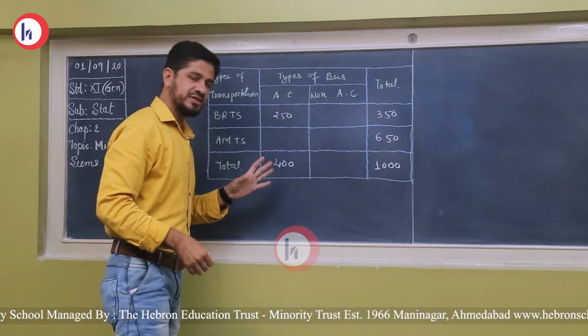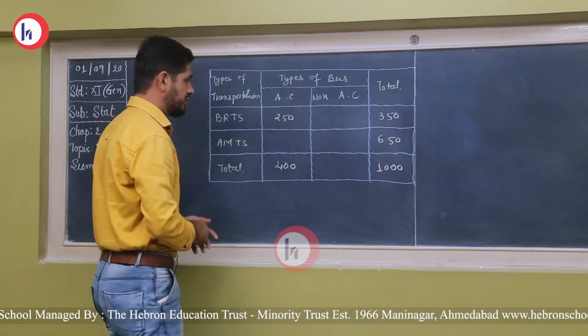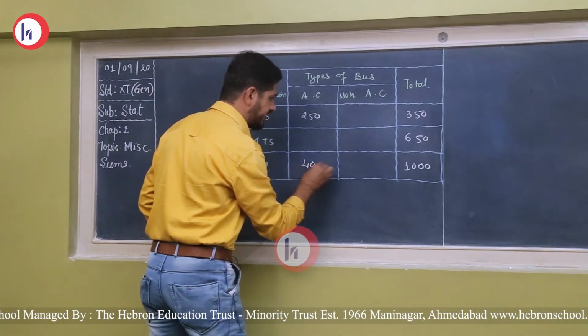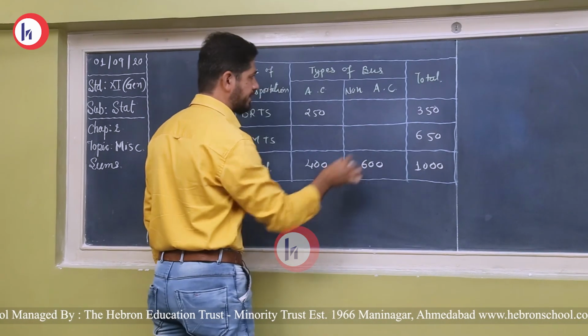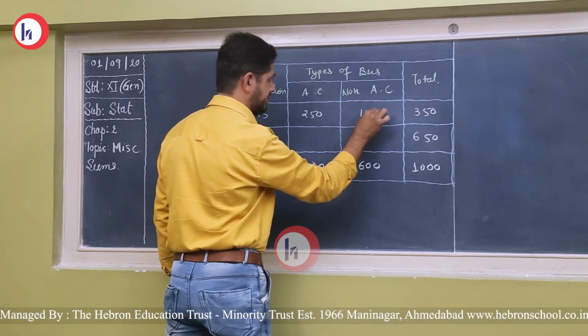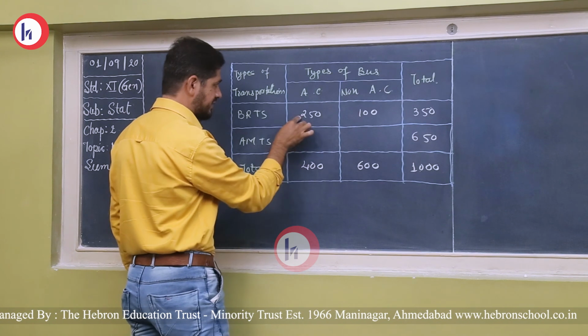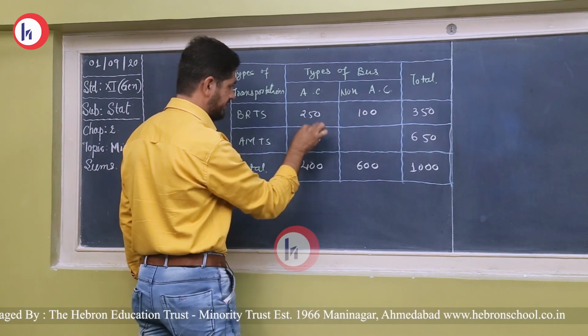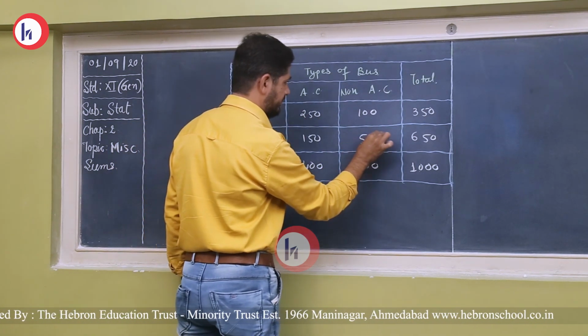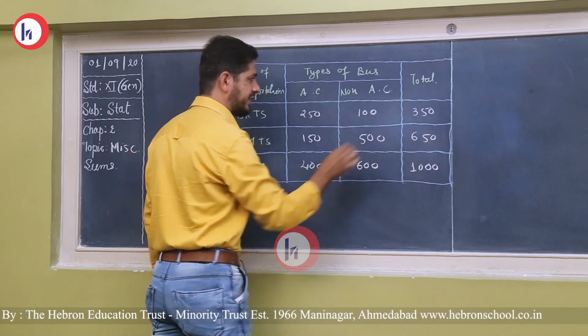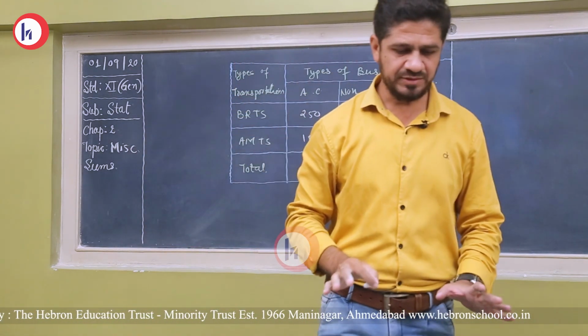We can easily calculate the remaining values. So 1000 minus 400 will get 600. 350 minus 250, it is 100. 400 minus 250, 150. And 500. So 150 plus 500 will get 650. So this is the easiest sum.